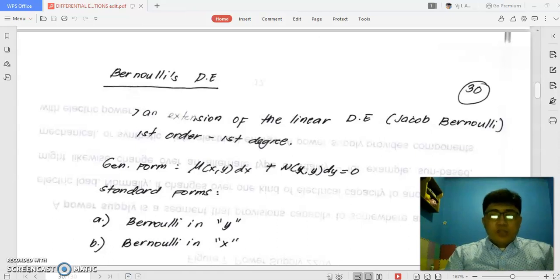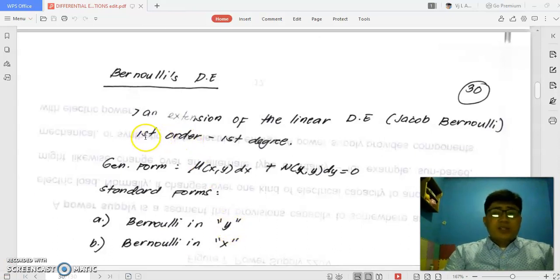So, as I've told you last time, what happens if your q of x has another variable like y, or your q of y has another variable which is x? A linear differential equation cannot solve those problems. So, in order to solve that one, we will be using Bernoulli differential equation. It is the same process as in the linear differential equation, except that we will need to derive some terms or some parts.